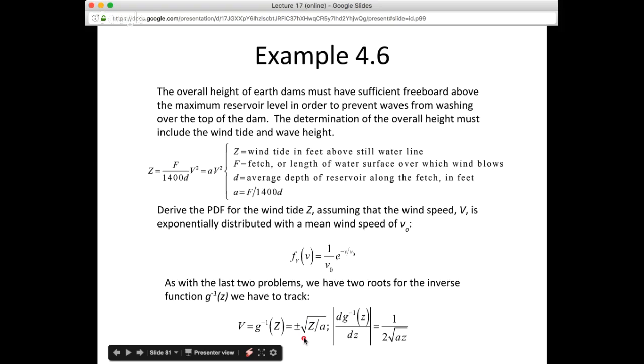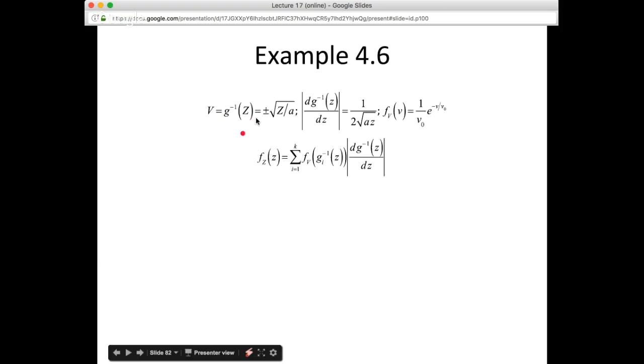We can then take the derivative of g inverse of z with respect to z. Because this is z to the half, we end up with z to the minus 1/2, or the square root of z in the denominator. After a little bit of algebra, this is what that quantity works out to. Remember, we take the absolute value, so we don't have to worry about the plus or minus in front of the inverse function. So we have the inverse function, plus or minus the square root of z over a, and the derivative of the inverse function with respect to z is just 1 over 2 times the square root of a z.